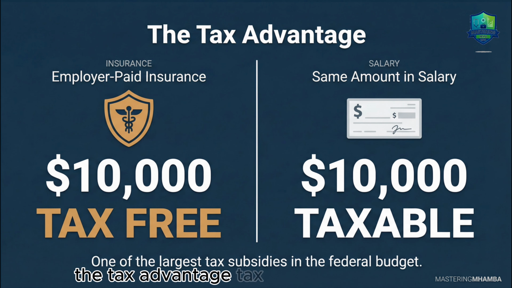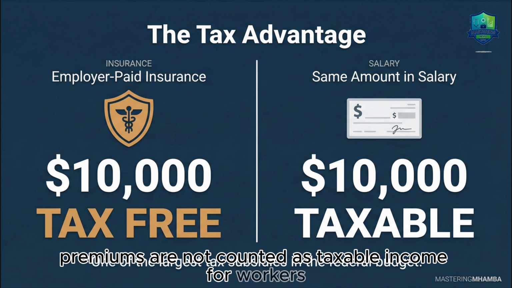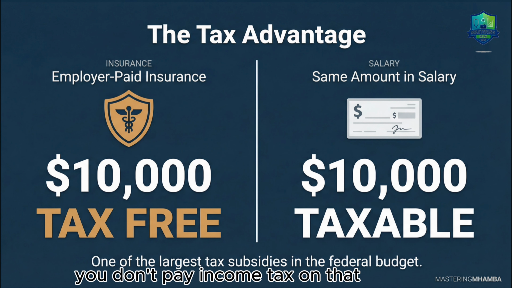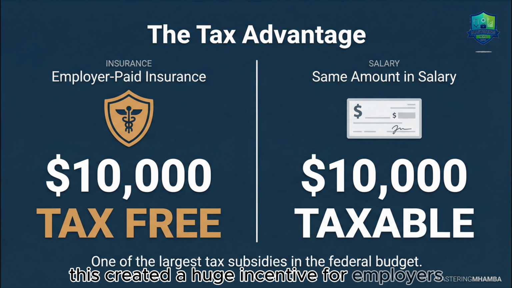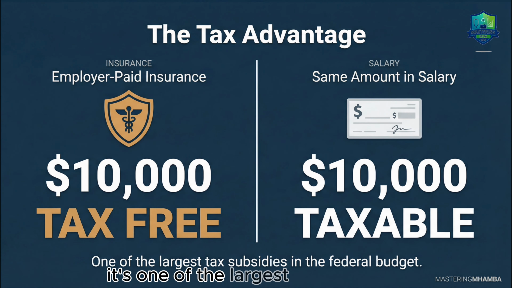The tax advantage. Tax policy locked this in. Employer-paid health insurance premiums are not counted as taxable income for workers. If your employer pays $10,000 a year for your health insurance, you don't pay income tax on that $10,000. If they gave you that same $10,000 as salary instead, you'd owe taxes on it. This created a huge incentive for employers to provide coverage rather than higher wages. It's one of the largest tax subsidies in the federal budget, and it's why most working Americans get insurance through their jobs.